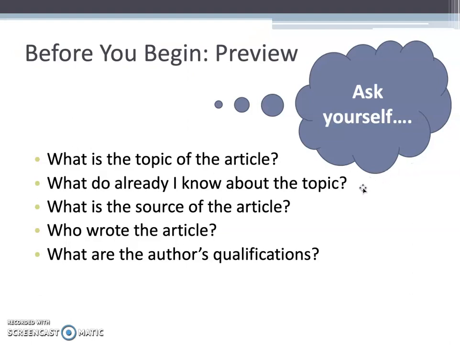What do I already know about the topic? What is the source of the article? For example, if it's a research article, then it was probably published in a journal rather than a magazine or a newspaper.